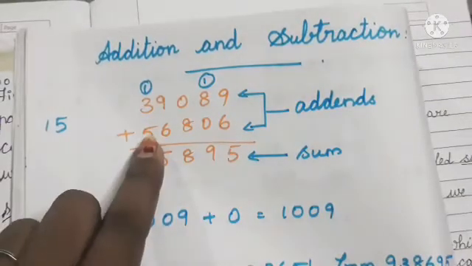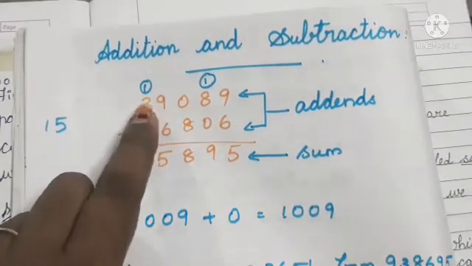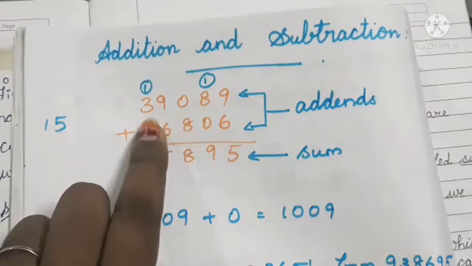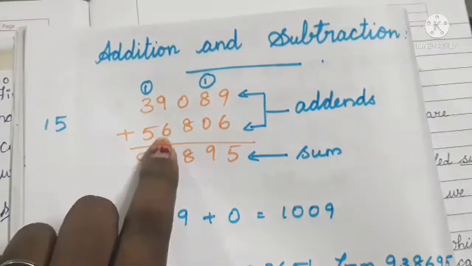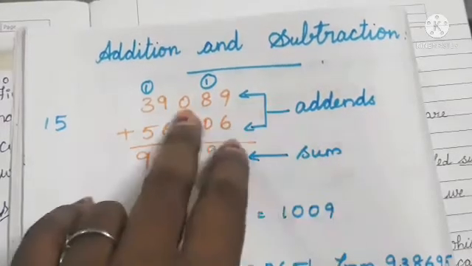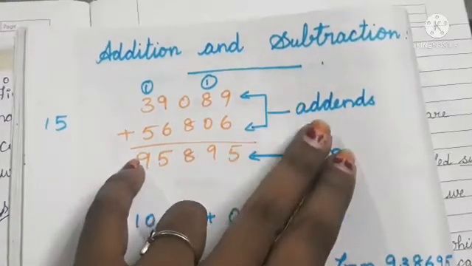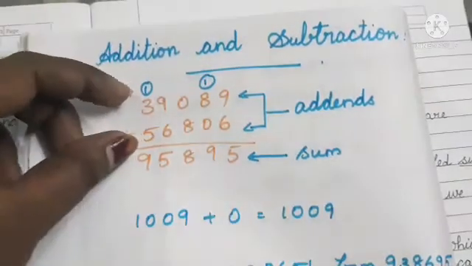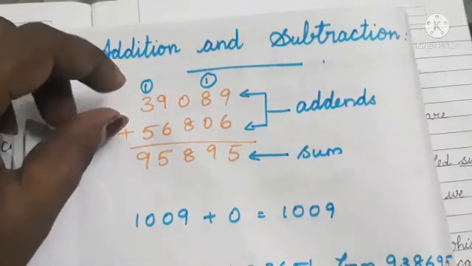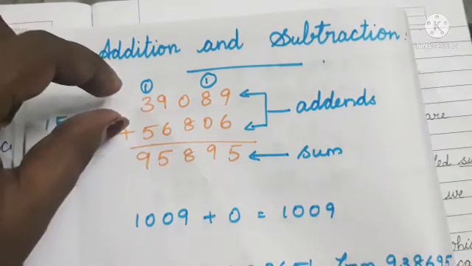Here we are adding 2 numbers, isn't it? 39,089 and 56,806. These 2 numbers are called what, ma? Addends. If you are adding 3 or 4 numbers, then all those numbers are called addends.